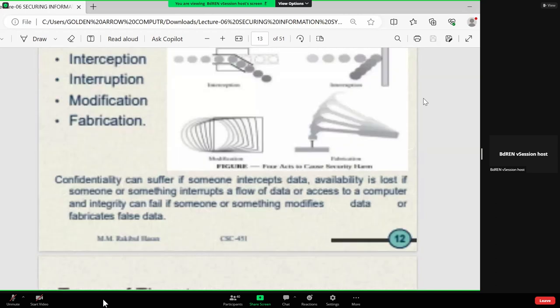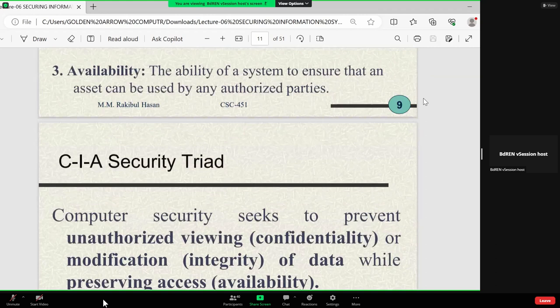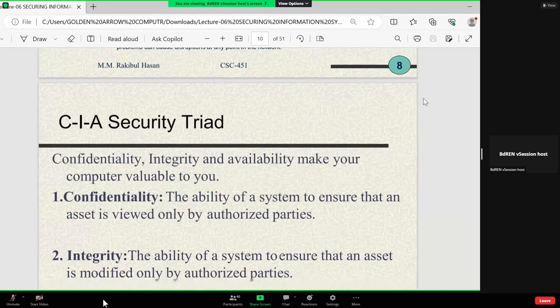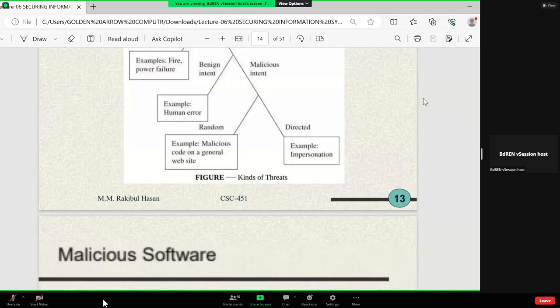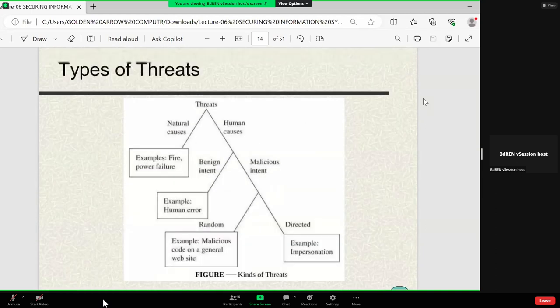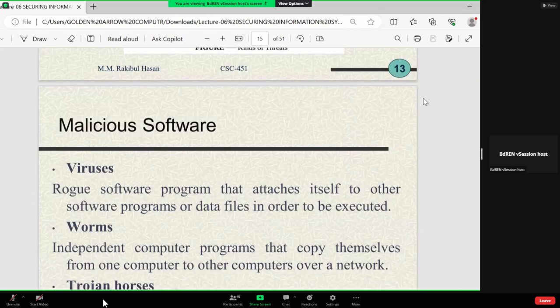In today's class, we learned four important topics. First of all, the CIA triad, a very important one. Second, we learned about four harmful acts done by the hacker. Third, we learned types of threat, and number four, we learned different types of malicious software. Please go through the topics at your home. Any question regarding this lecture?